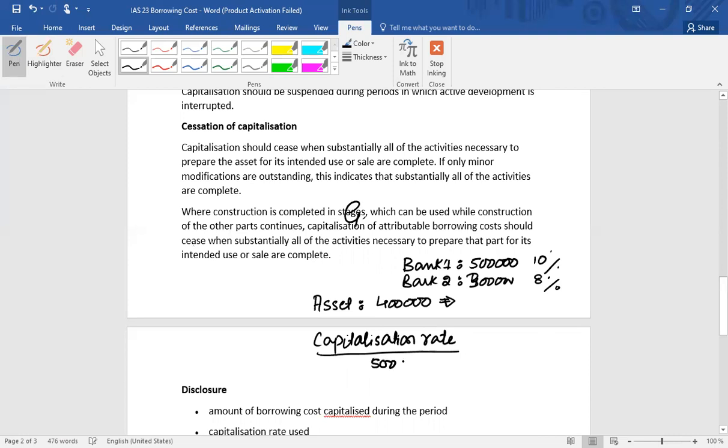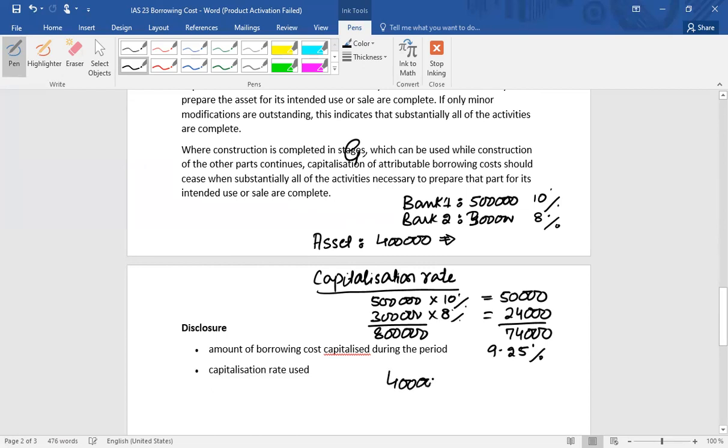So 500,000 into 10%, the interest per annum is 50,000. 300,000 into 8%, the interest is 24,000. So this is 74,000 interest on 800,000. So the weighted average interest rate says that 74,000 is the interest on 800,000 borrowing. So the weighted average rate is 9.25%. So this is called the capitalization rate. And whatever is the amount that you are using, you have to apply the annualized rate of 9.25%. That means the interest to be capitalized would be 37,000.